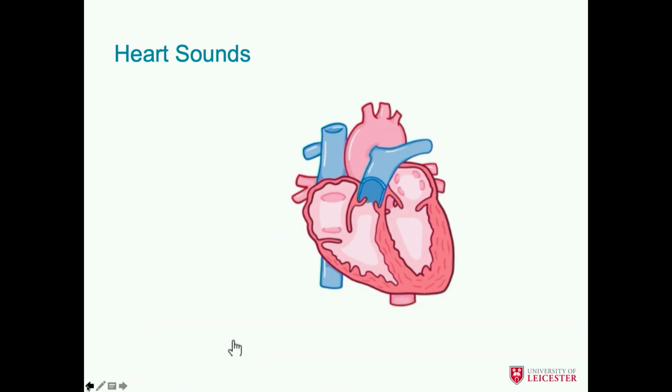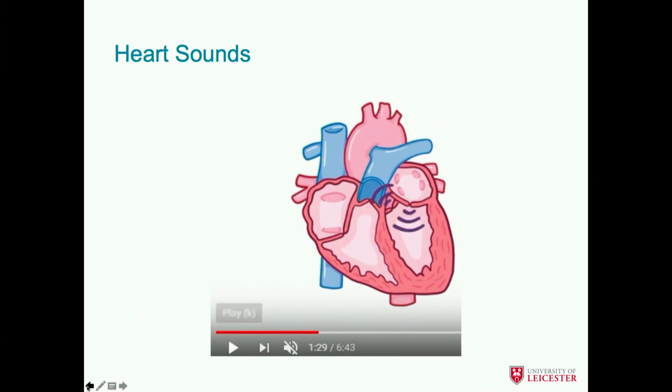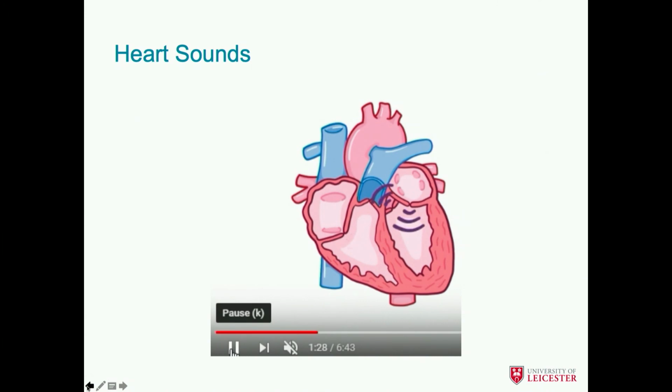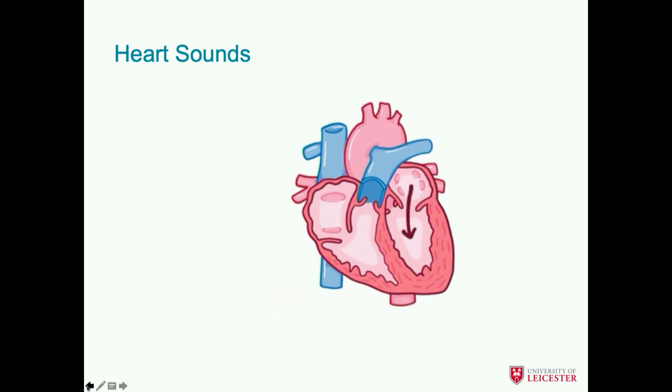So when we listen to our heart beating via our stethoscopes, we hear the beating sound, more often referred to as a lub-dub sound. Now this sound corresponds to the opening and closing of the valves in your heart. So the first lub sound is softer than the second, and this is the sound of the mitral and tricuspid valves closing after the ventricles have filled with blood.